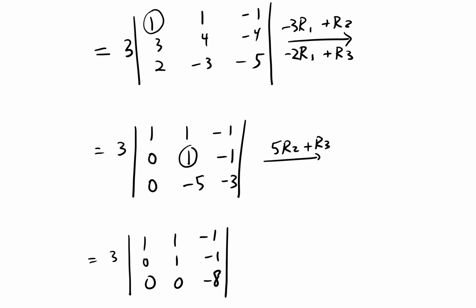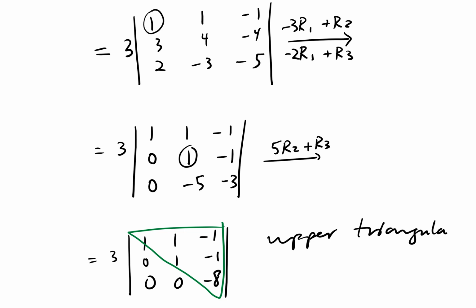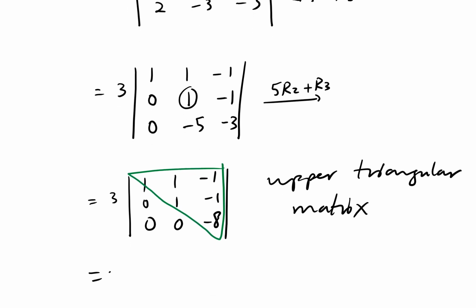What do you notice now? What do we have? Do you notice something? This is a triangular matrix? Yes, it's an upper triangular matrix. Then its determinant, keep the 3 out. The determinant is simply, as we told you in the previous section, the product of the entries on the main diagonal. So that gives us negative 24.